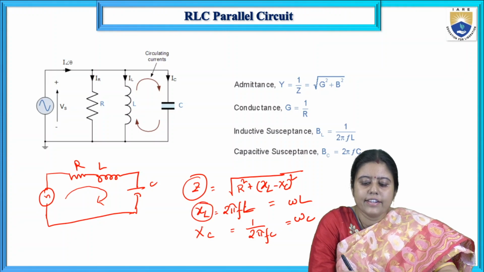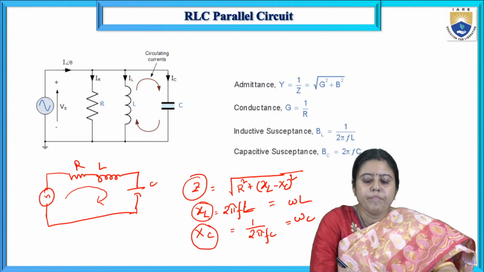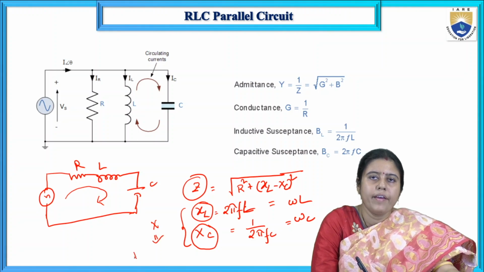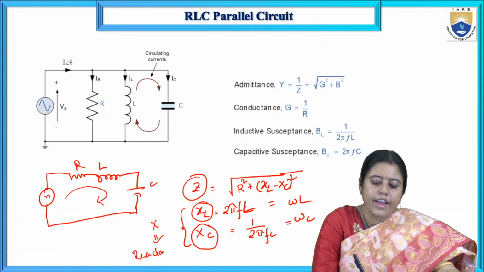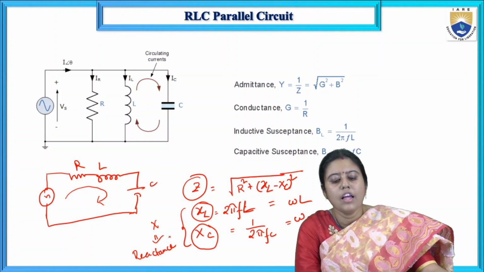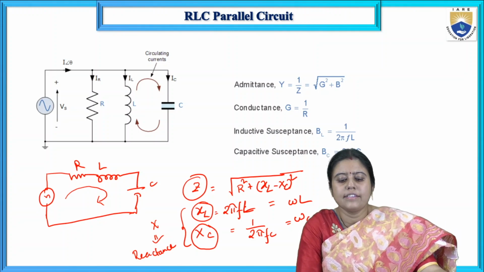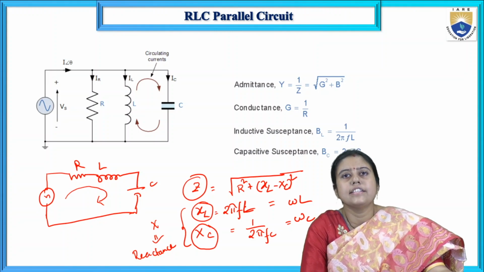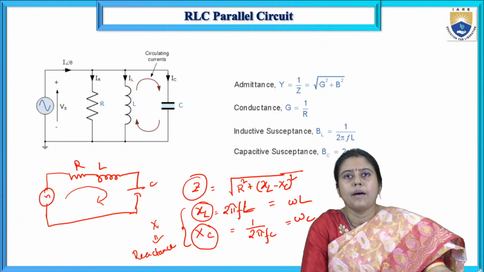This is the inductance, and this is the capacitance, and both together are called X. And what is the meaning of X? X is called the reactance. So the X term is known as the reactance of the circuit. In the resistance, the power is dissipated, and in the reactance, the energy is stored.